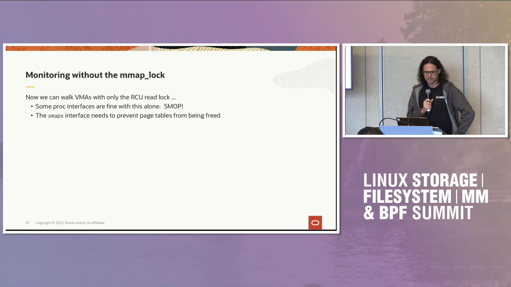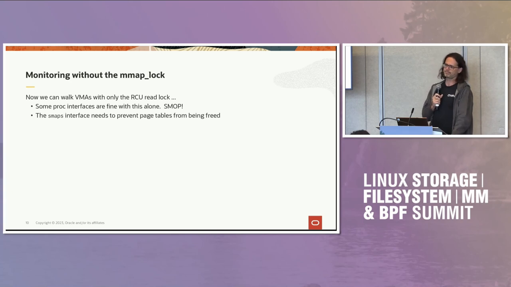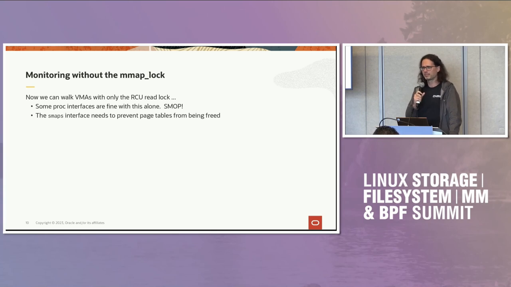But for the SMAPS interface, this gets a bit more complicated because we actually need to prevent page tables from being freed. The ways that you prevent page tables from being freed today are you can take the MMAP lock. On x86, you have to disable interrupts. On other architectures, it's sufficient to hold the RCU lock, but on x86, you actually have to disable interrupts. This just feels like stupid legacy, and we should get rid of it and make x86 the same as everybody else, and RCU free the page tables.